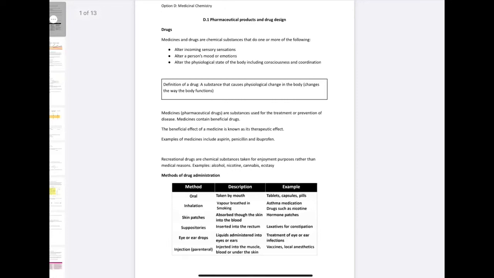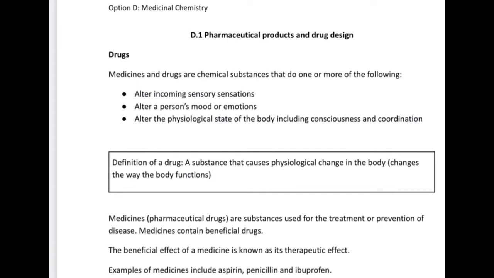Hi everyone, so this is the first video of the option series and we'll be looking at pharmaceutical products and drug design. So medicine and drugs, these are chemical substances. They can alter incoming sensory sensations. These kind of drugs will enhance or interfere with the activity of receptors in the brain. You can have drugs that also affect a person's mood or emotions.